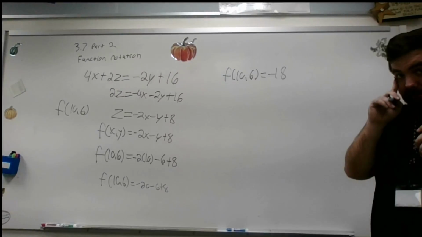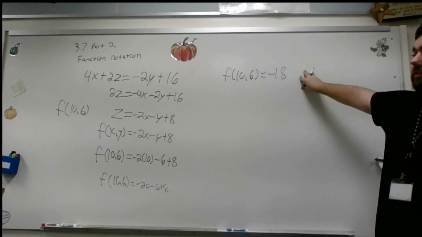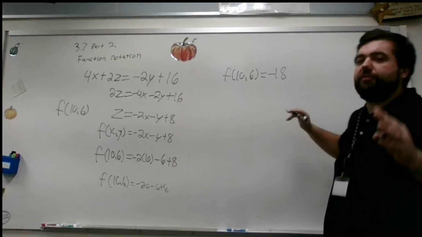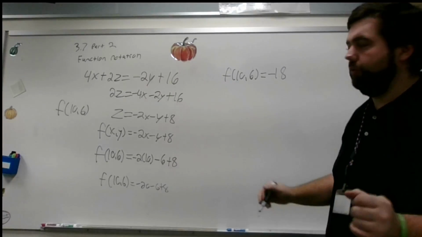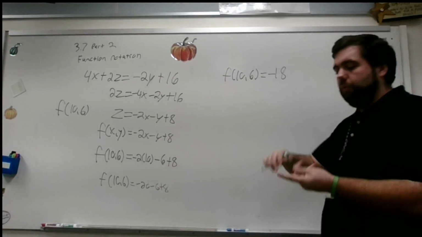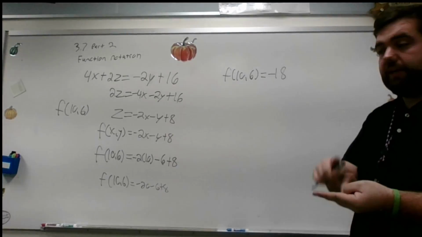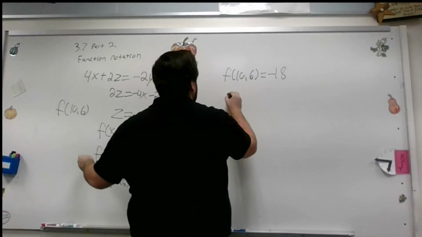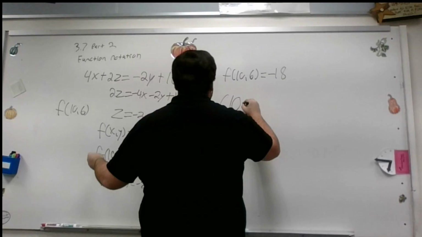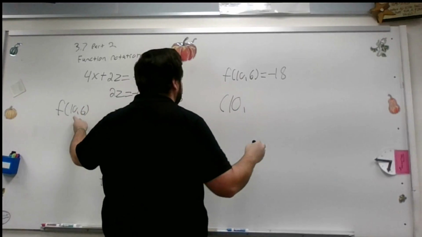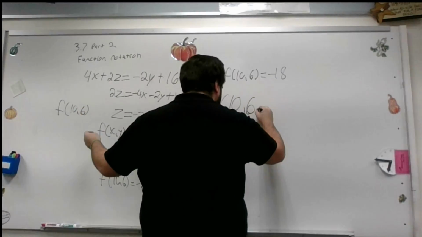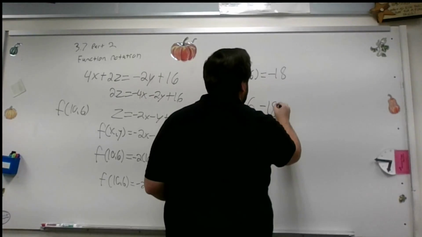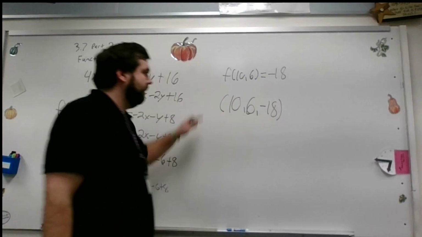Okay? Once I have this, I now know what z is. So this gives me a 3D point. What's that point? Well, it's my x, it's my y, and it's my z. What was my x? We go back to here. It was 10. So it's 10, comma. What was my y? It was 6, comma. What was my z? Well, that's what we found. It was negative 18. Okay?